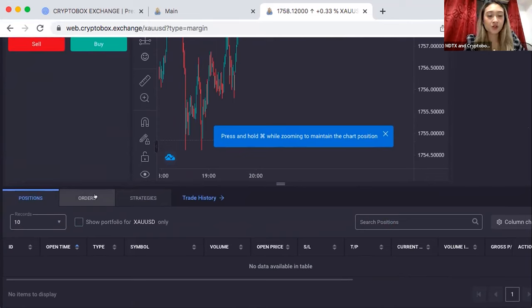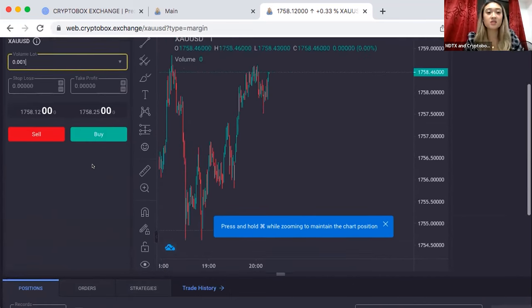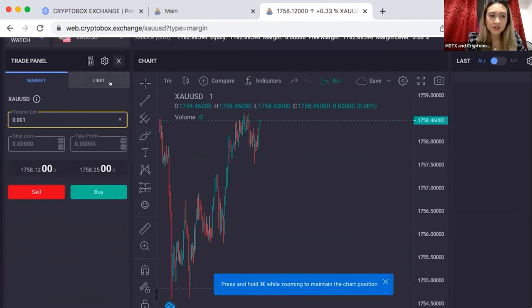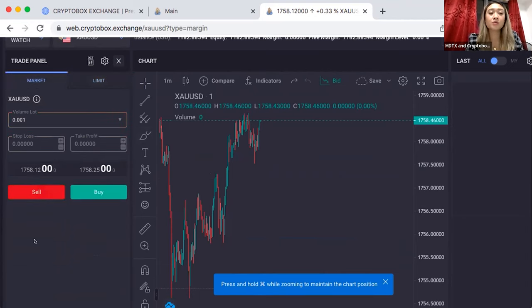Position, you've got your orders and your strategy, and then your trade history, a list of the trades that you have made in the past. Okay, so really simple, what happens in the market tab. The difference between these two is that when you are trading in the market tab, your positions are executed instantly once you click sell or buy.